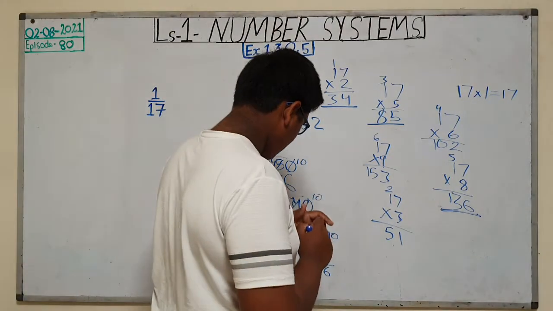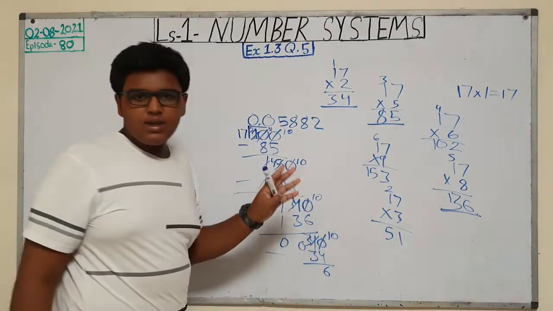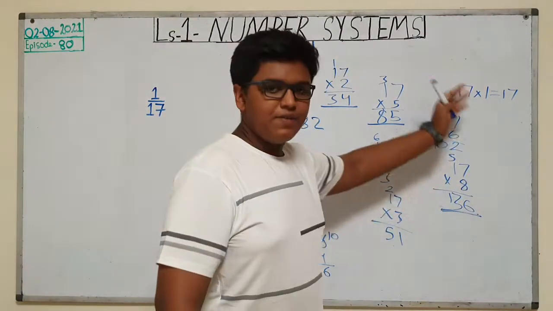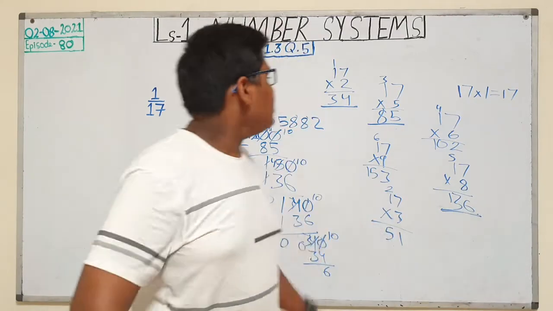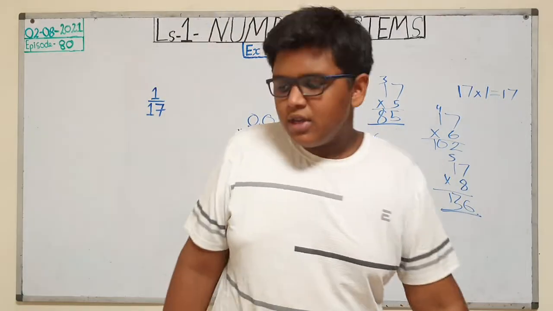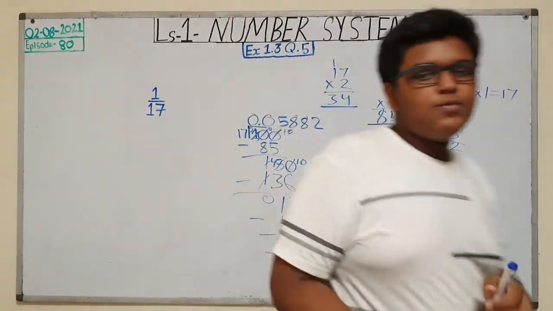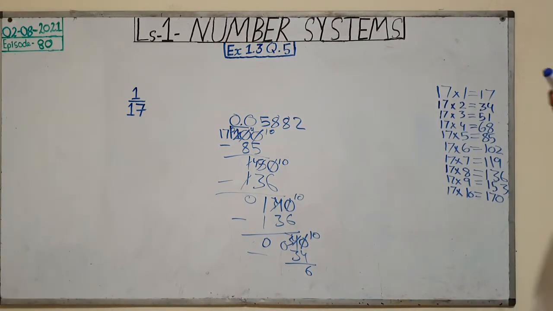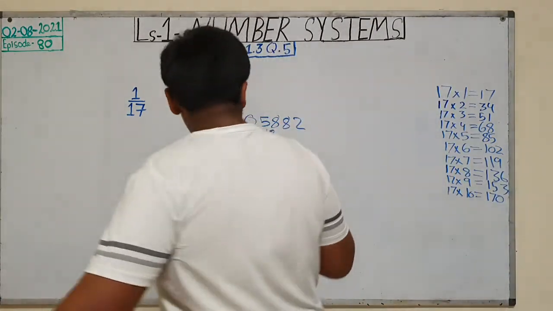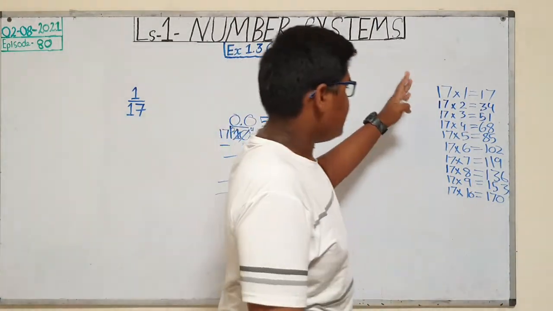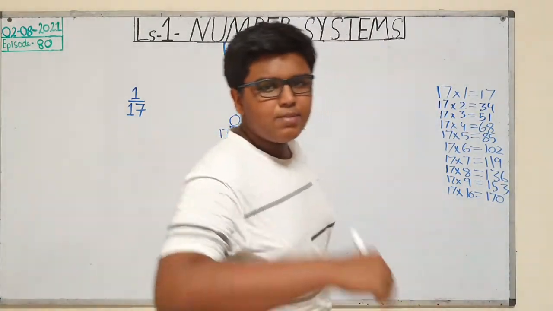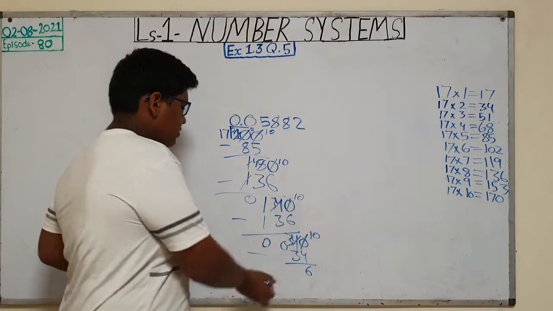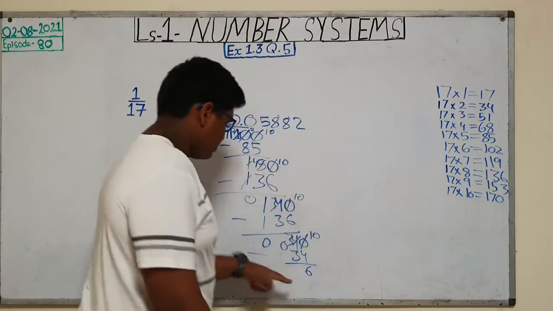So I'm going to erase this and continue. I will write all the multiples of 17, so that it will be easy for us to calculate. It will take some time. Okay, now I have written the tables of 17, 1 to 10, so that it will be easier for us to calculate.